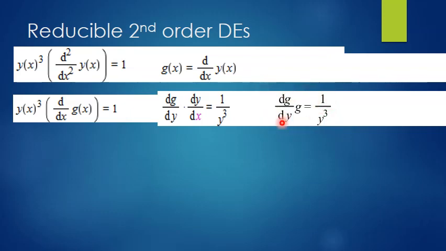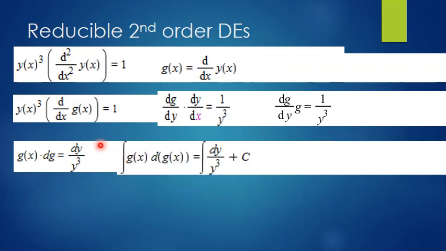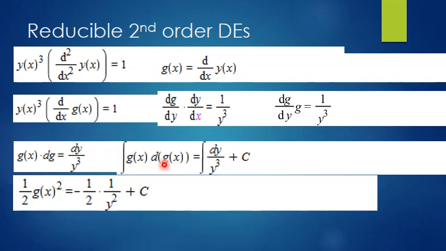I've got a y dy here and a dg here. If I separate it, I can separate it into this expression. Now I need to integrate both sides. And if I integrate both sides, I get this expression. This is going to give me one half g squared. Here I integrate 1 over y cubed. So I get this expression plus c.